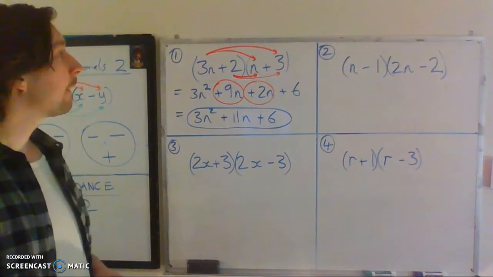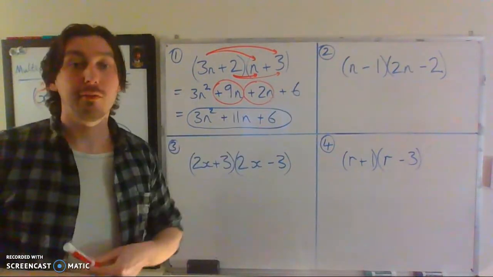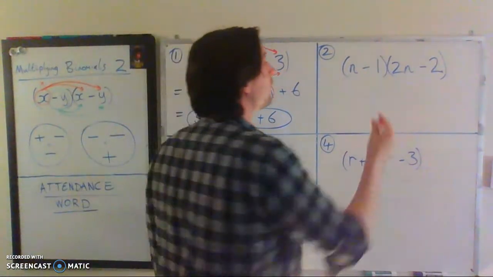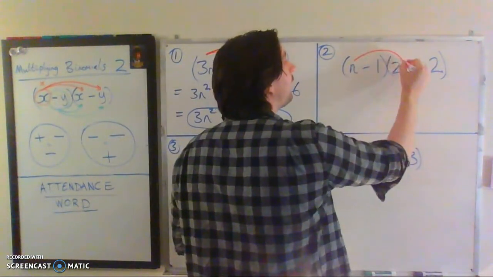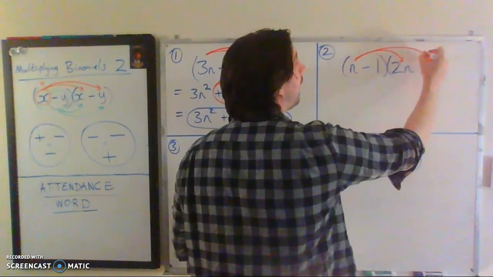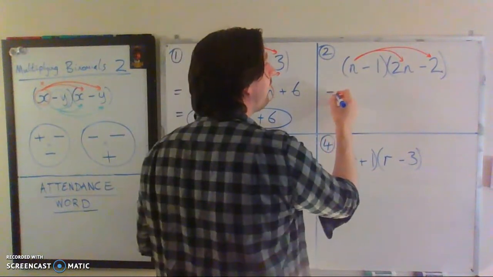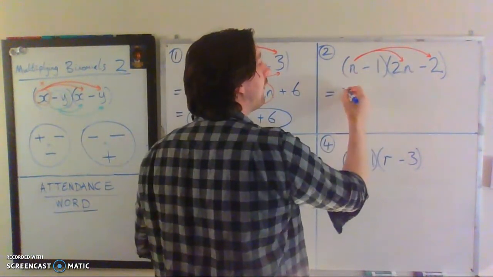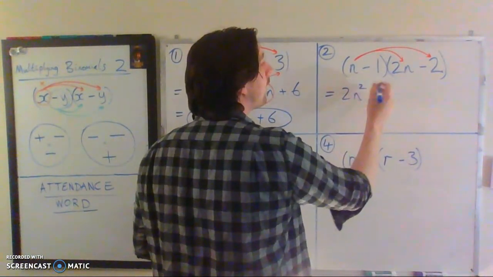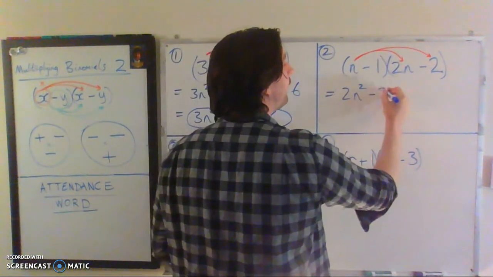Okay. Number 2. So now we've got both of them negatives. So let's get used to this. n times 2n, and then it's going to be n times negative 2. So n times 2n is 2n squared. n times negative 2 is negative 2n.